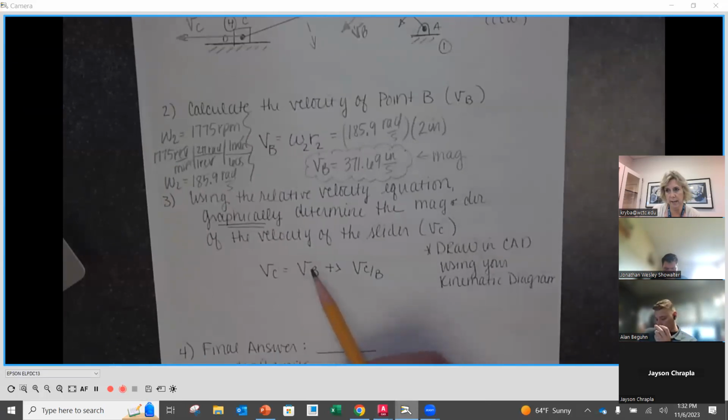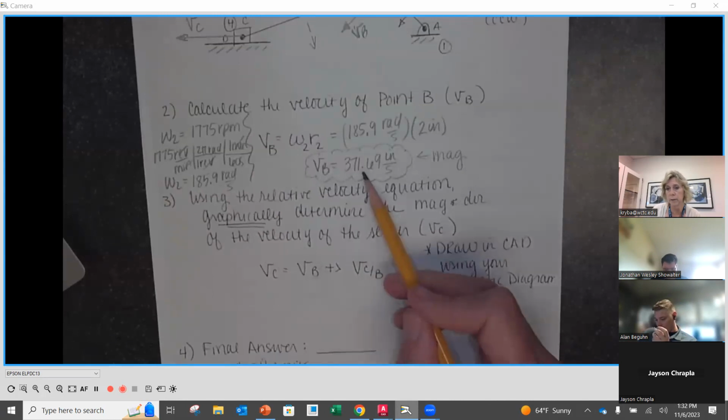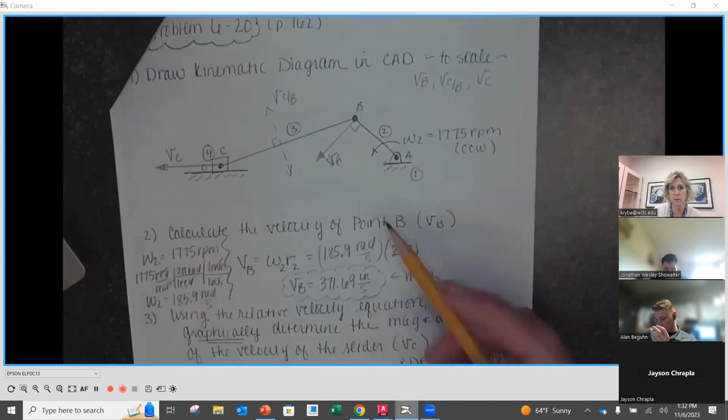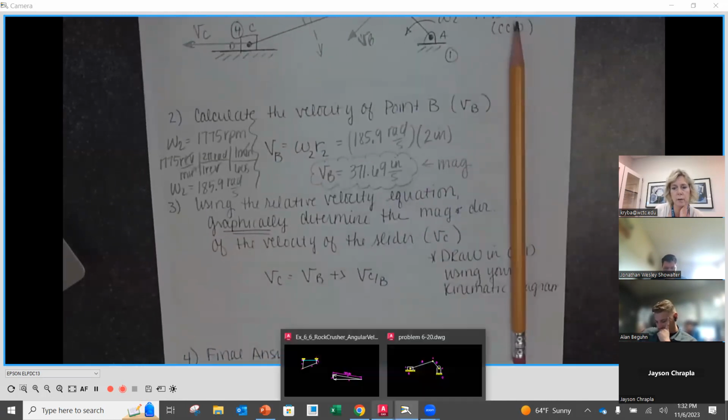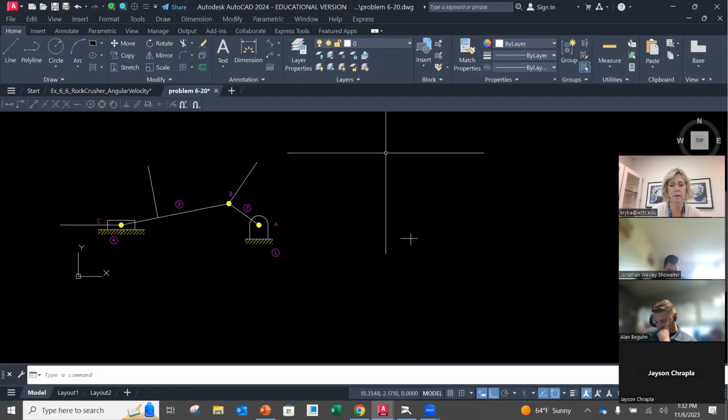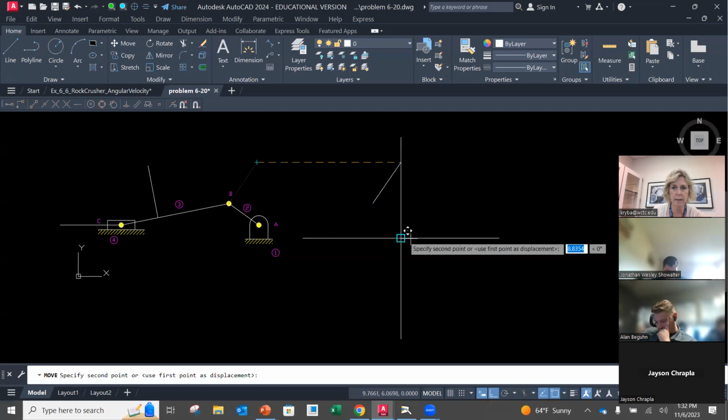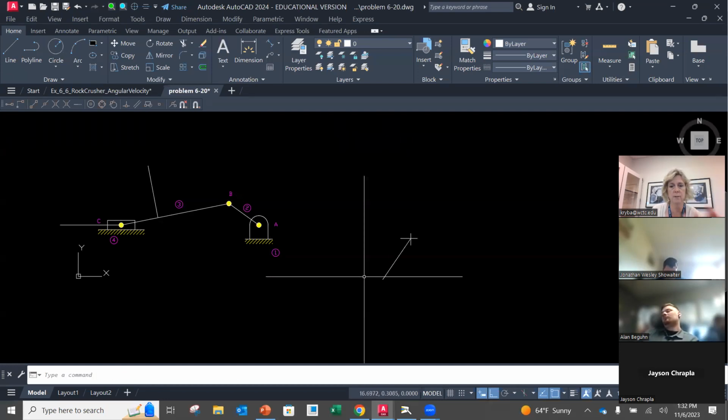We're going to start on the right-hand side because this is where we know both magnitude and direction for B. We know its magnitude and we know that it's perpendicular to. So we're going to move that line of action down to over here. So I'm going to move here, and it's going to be going down and to the left. Okay.